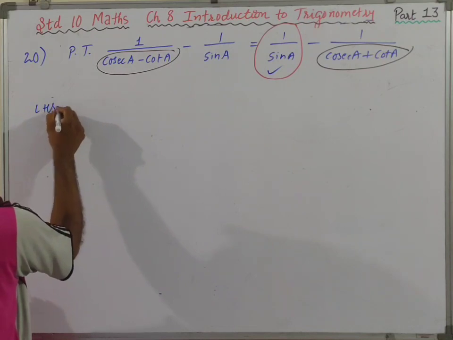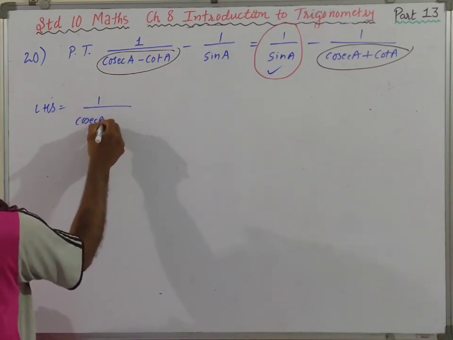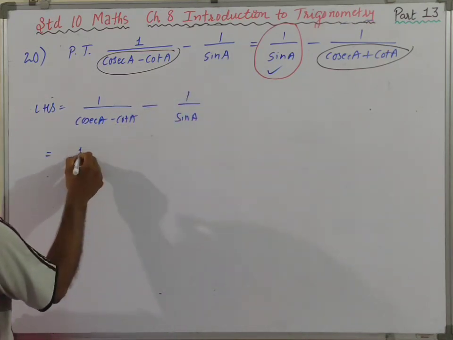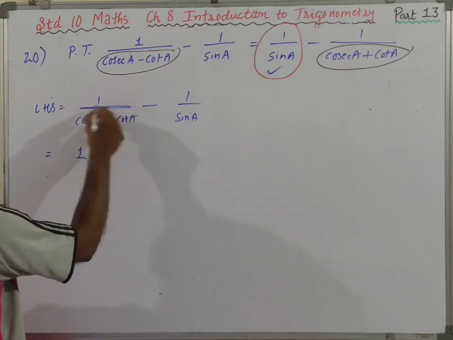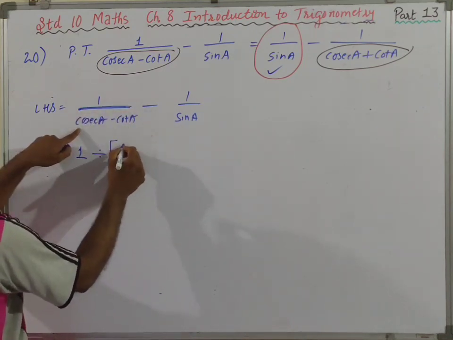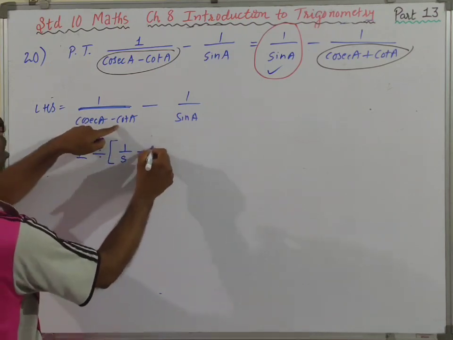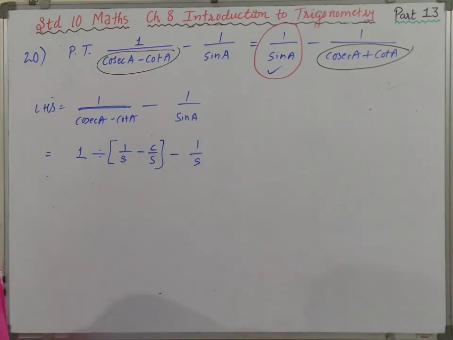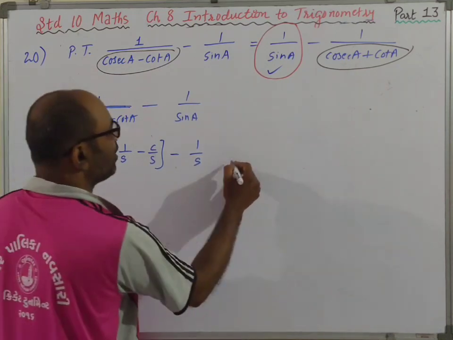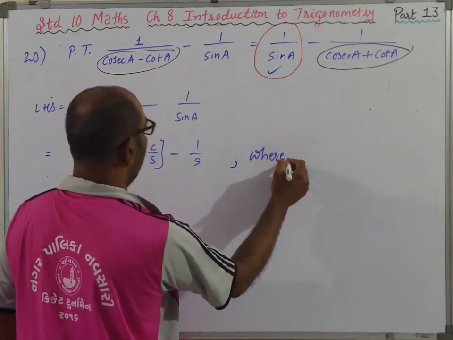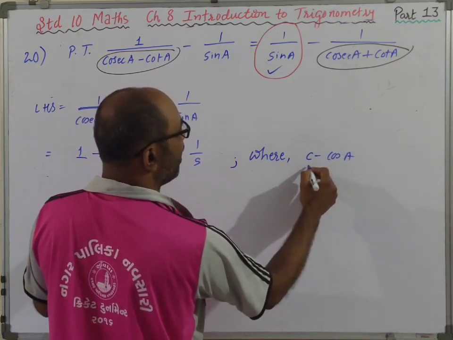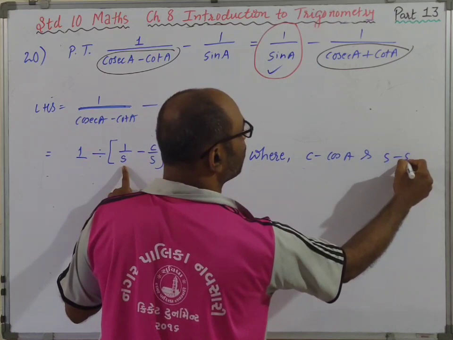All right. Check. Left hand side. 1 upon cosec A minus cot A minus 1 upon sine A. That is equal. Now this is interesting. 1 divided by large bracket cosec 1 upon sine minus cot cos upon sine minus 1 upon sine. Children, यहां एक चीज आप कर सकते हो, ये शॉर्टकट लगा सकते हो, लेकिन यहां सेमीकोलन लिखो और where C stands for cos A and S stands for sine A.